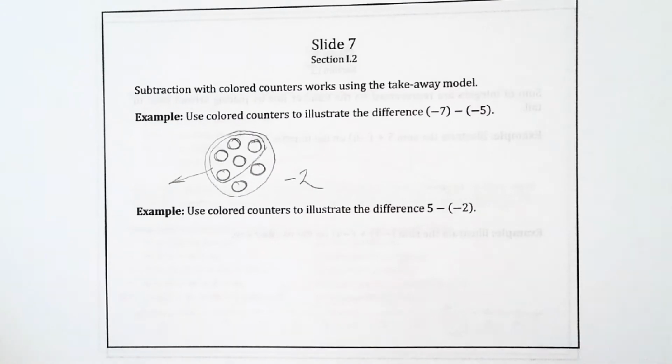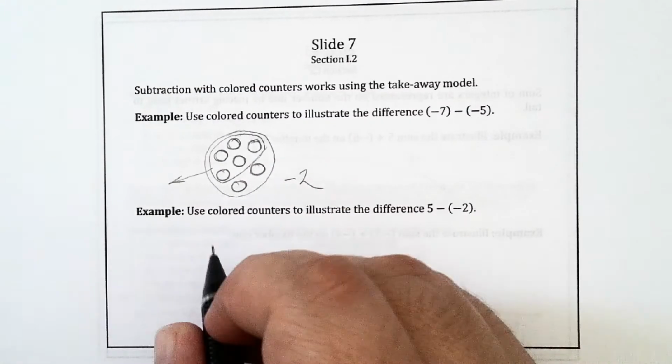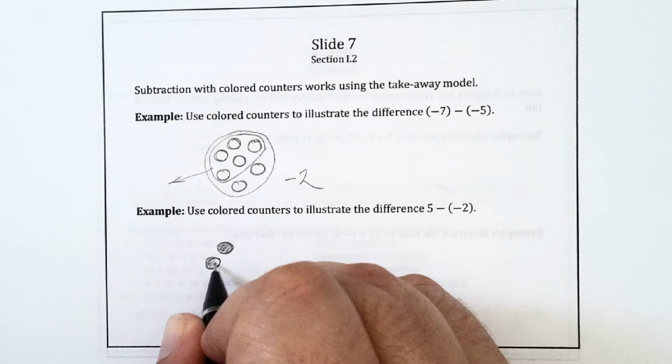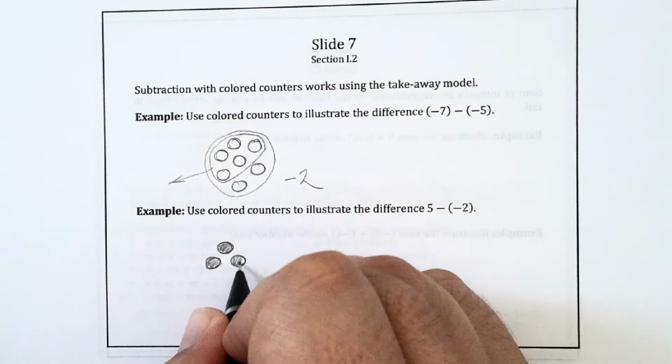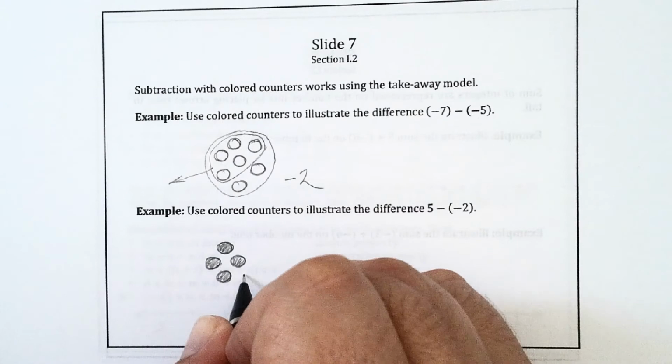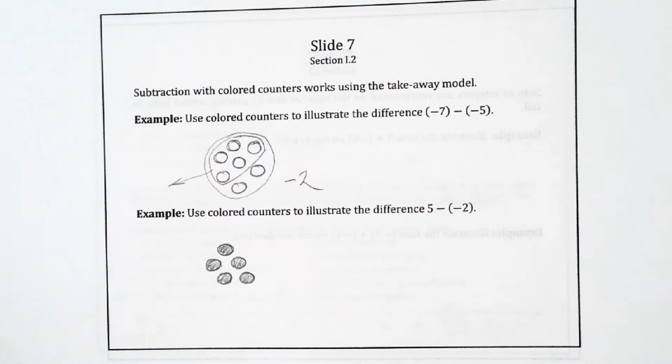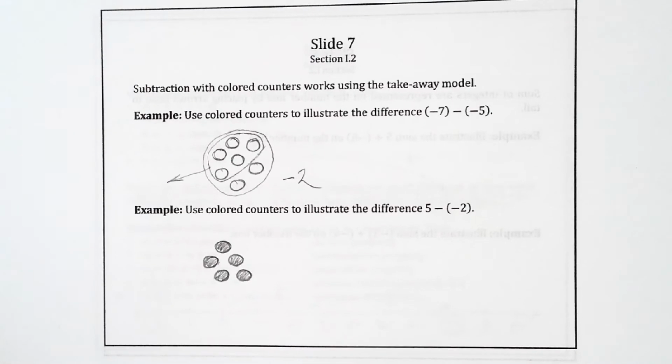Okay, let's try another one: 5 minus negative 2. Let's begin with the simplest representation for 5, positive 5. Now I want to take away negative 2, so that means I want to take away 2 white counters. But that's a problem because I don't have any white counters here. To solve that problem, I use the fact that this is not the only way to represent 5. We saw in the last section that each integer has many different representations.